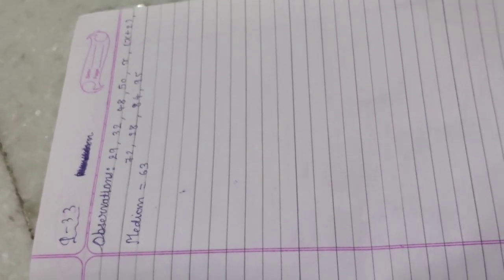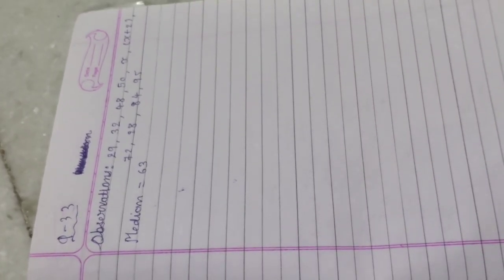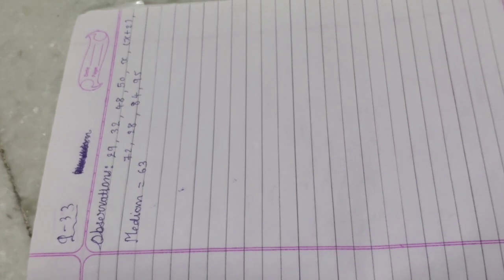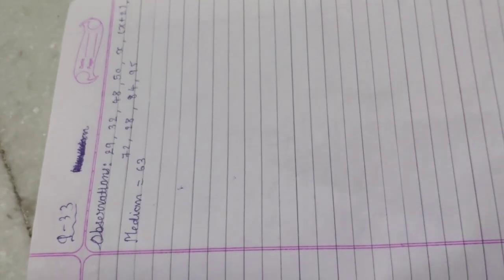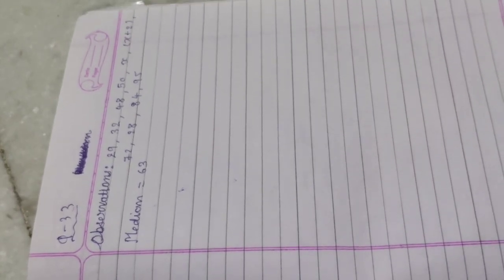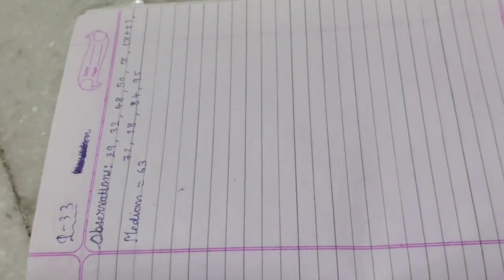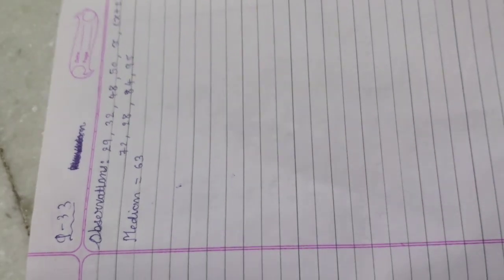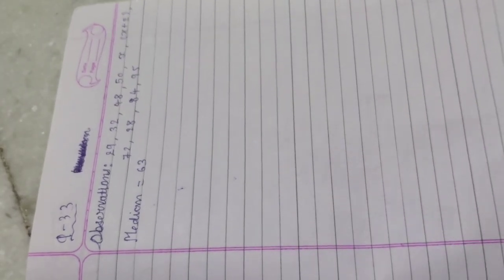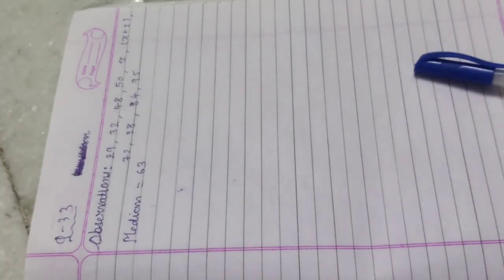Guys, now we are on question number 33. There is one mistake in question number 33. Median is already given in the question and they are demanding that we find the median. Yes, it is right to find x, but it is wrong if they are telling us to find the median. It should be mean or mode. So first of all we have to find x.